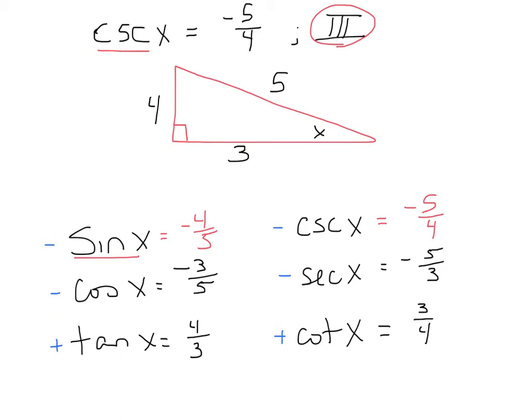3/4. Notice when I do it, I don't put 1 over because that's just going to create complexity. Think of 1 over as reciprocal of. So instead of saying that secant is 1 over negative 3/5, that just creates a mess. Simply reciprocate.